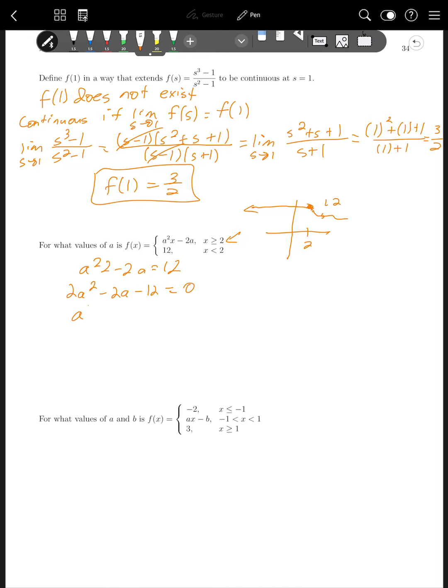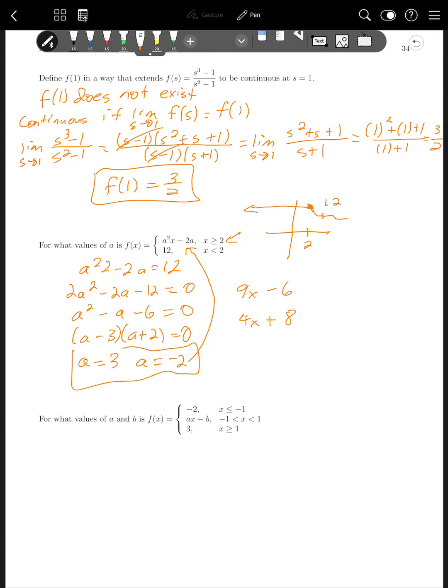You can get rid of a 2 from everything by dividing everything by 2. And now we can factor. So that's a minus 3 times a plus 2 equals 0. And so then a equals 3 or a equals negative 2, and either one of those values would make this work. So it could either be 9x minus 6, or it could be 4x plus 8 if I plug those values into here. These are the values of a that would make it work.